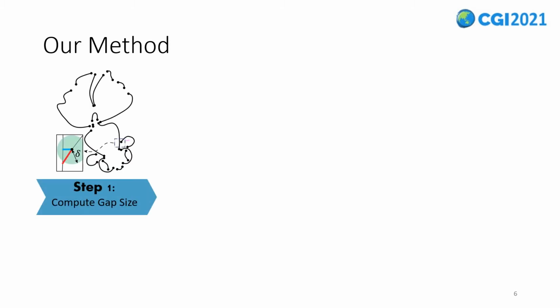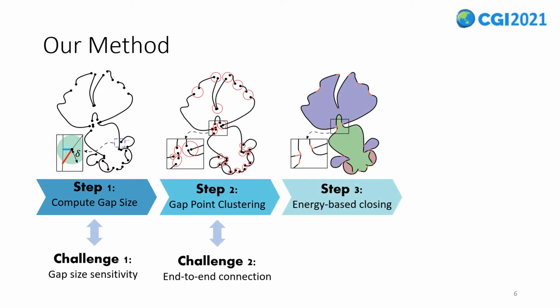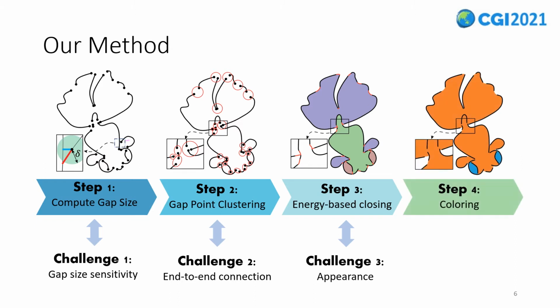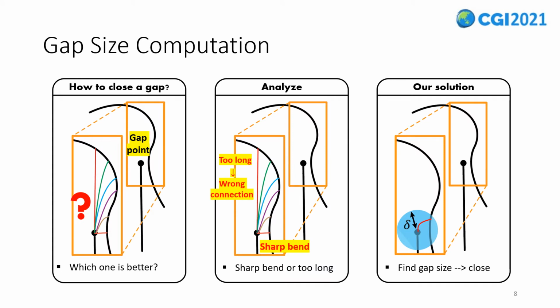We propose a method with 4 steps to resolve these issues. The first step is gap size computation. Next, we cluster gap points. Then we do gap closing. And the last step is coloring. Now is the first step, gap size computation. In our method, we call such dangling endpoints gap points.